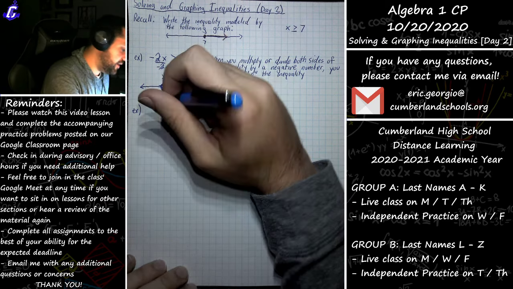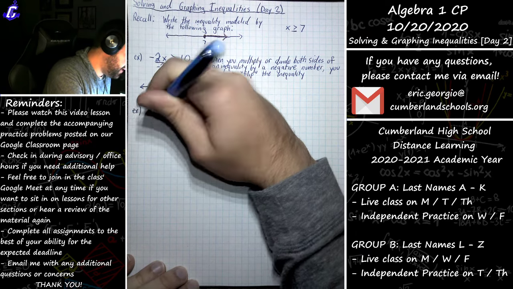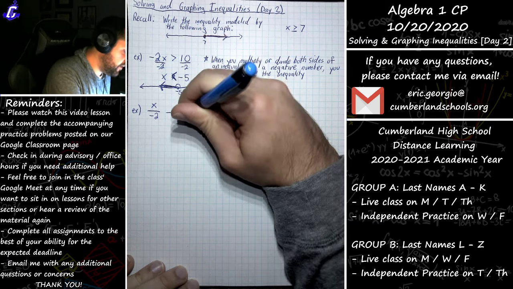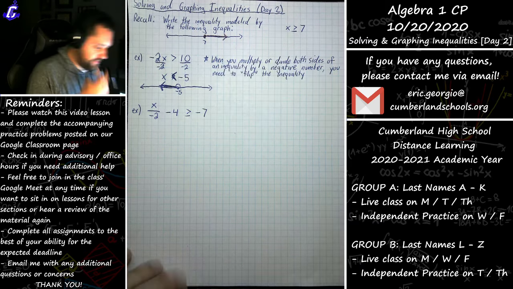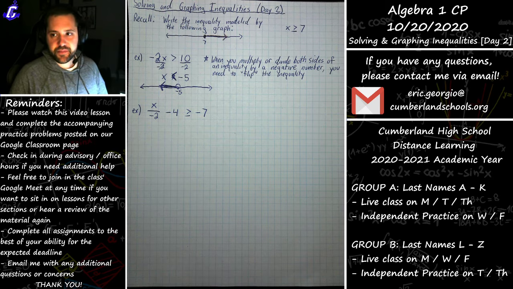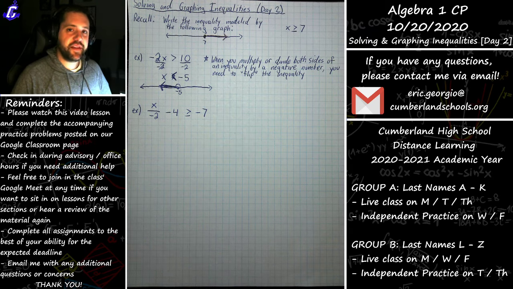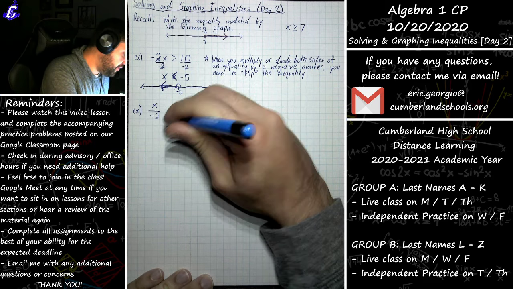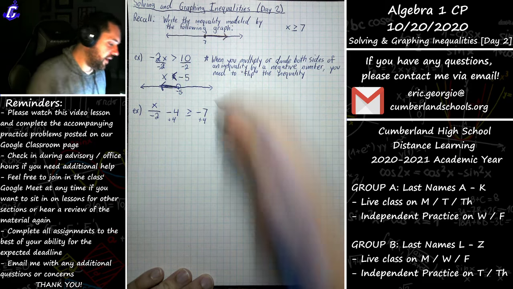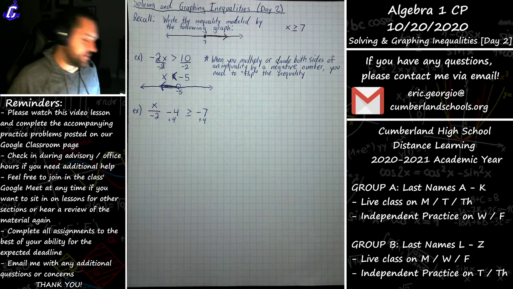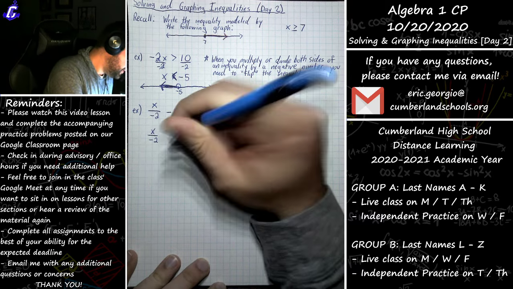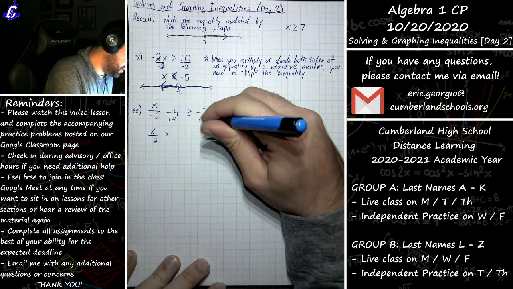So consider an example like this. What if I had x divided by negative 2 minus 4 is greater than or equal to negative 7? All right. Well, we would start to solve this in the same way, just as if it were a two-step equation where I would need to get x alone. So first I'm going to add 4 to both sides. No problem in doing that, right? We don't have to do any flipping when we add and subtract. This is going to result in x divided by negative 2 is greater than or equal to negative 7 plus 4, negative 3.